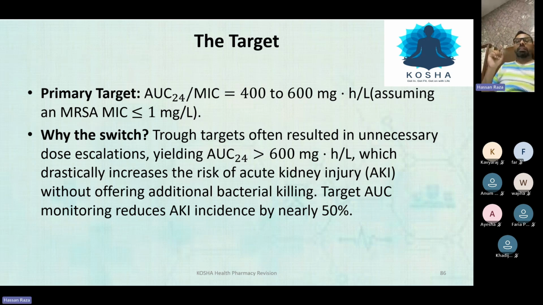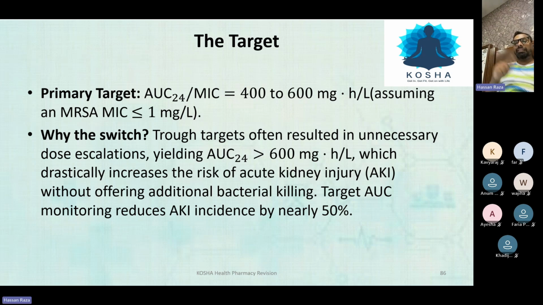Let me tell you one more thing. It is the same for gentamicin as well, and there are many other drugs as well. Right now, I can only recall vancomycin and gentamicin. So what you need to do is, whenever your doctor or your infectious disease consultant asks you to adjust the dose of vancomycin, you have to calculate area under curve for 24 hours and divide it by the minimum inhibitory concentration. And you have to memorize that the value should be 400 to 600 mg per hour.